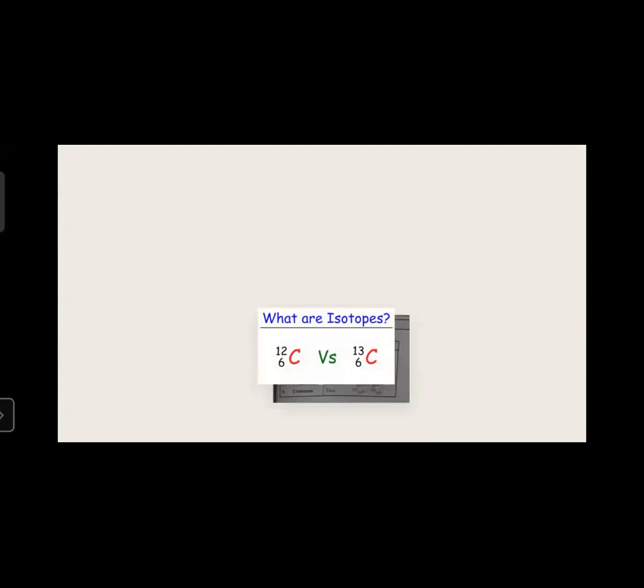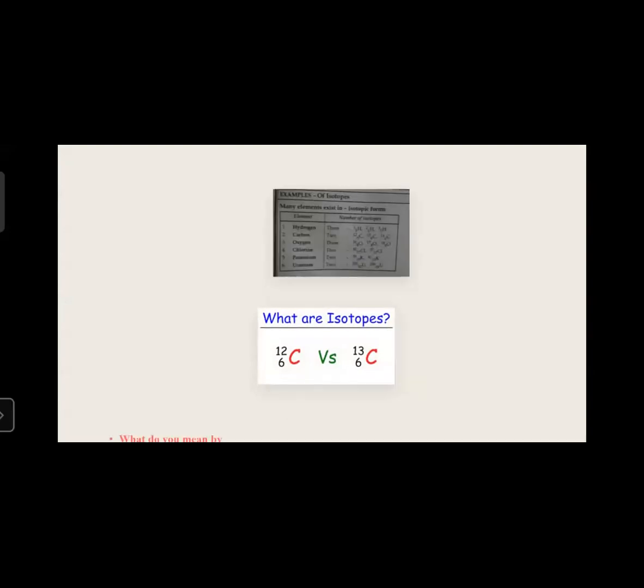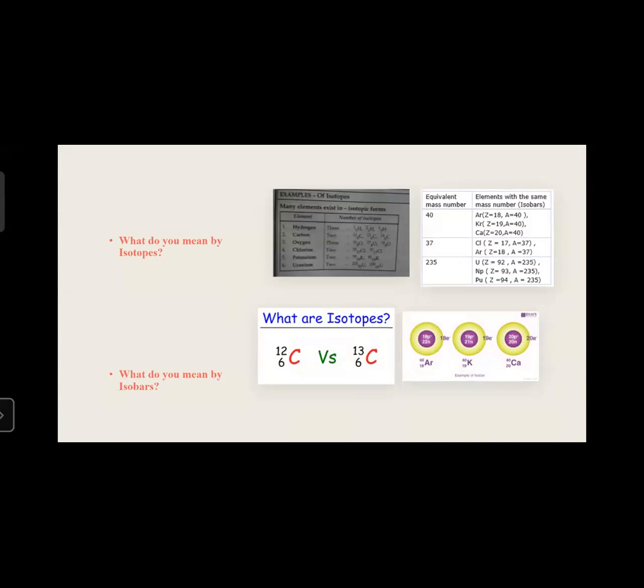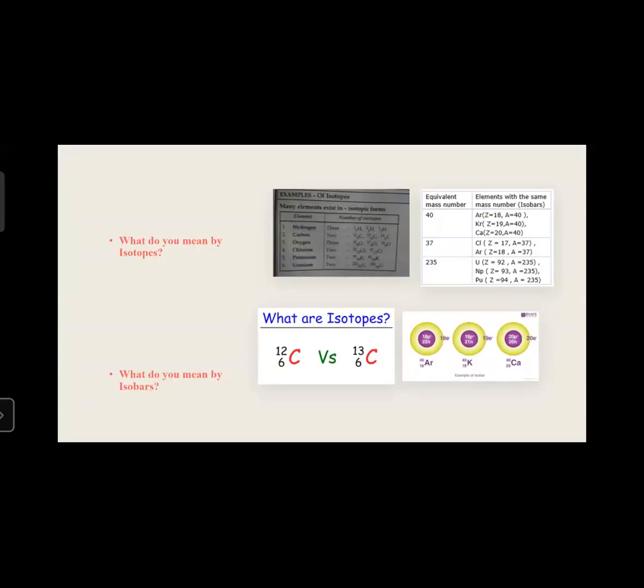Now we have seen the next concept, that is isotopes. What do you mean by isotopes? Isotopes are those elements having the same atomic number and different mass number. Isobars are the elements having the same mass number but different atomic number.